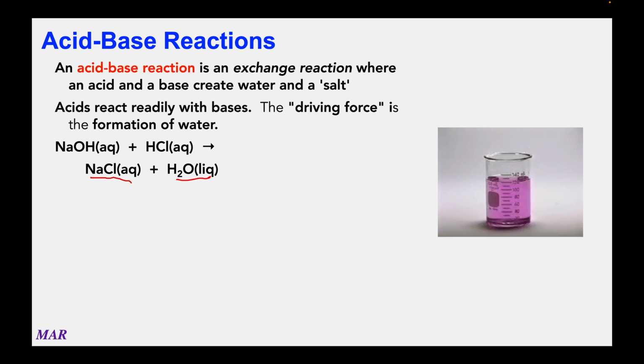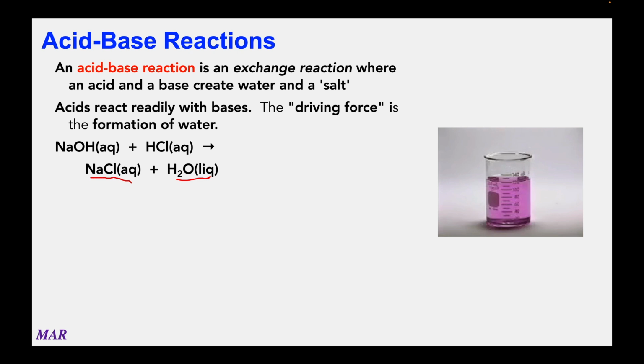For example, if you had potassium hydroxide and hydrobromic acid, you would end up with KBr, potassium bromide. That would be another kind of salt. So a salt is the product of an acid-base reaction. But the important part for us is that actually just making water is the driving force. That's why this reaction happens.